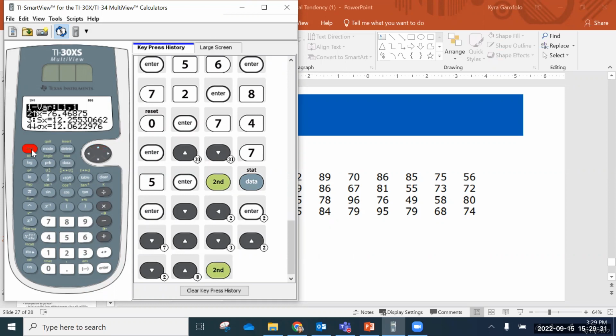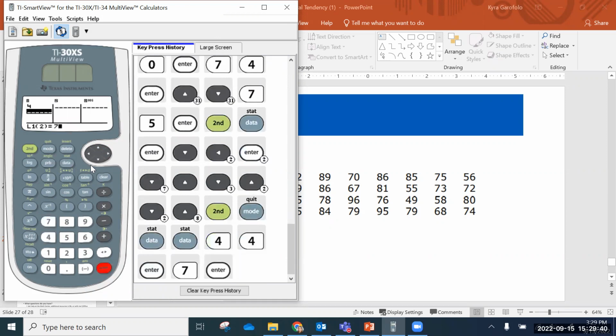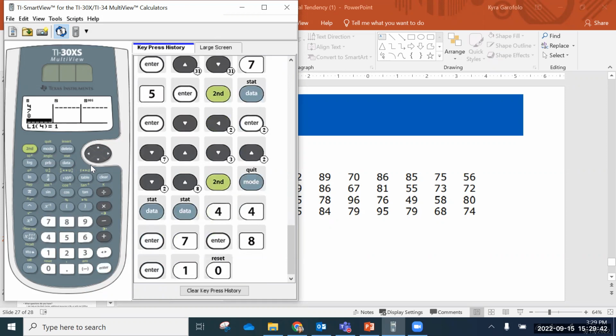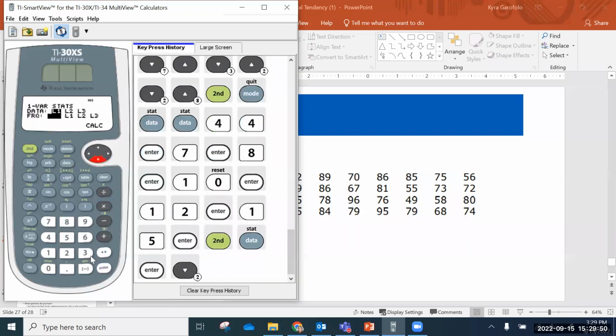we can say, okay, quit. I'll press data twice and press 4 to clear it. Let's do that very first example that we did. We had the numbers 4, 7, 8, 10, 12, and 15. We're going to go here, one variable stat. Again, we're just listing our data. We're going to press enter.